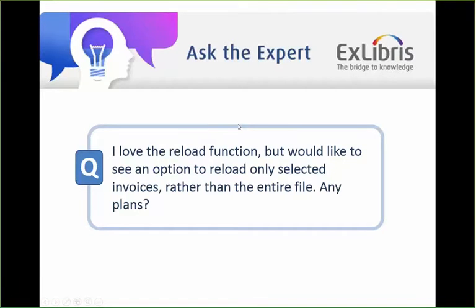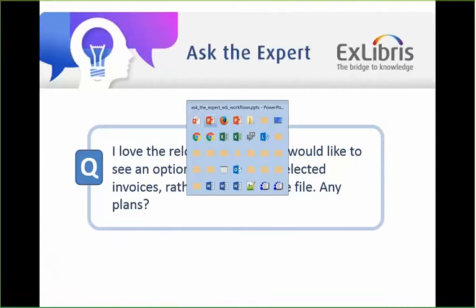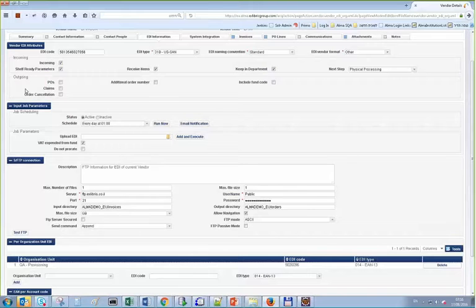Before we are answering this question, let me go back to Alma and explain the outgoing EDI. Outgoing are the workflows that are managed in Alma. If you want to send these vendor orders, you should click the POs here, purchase orders. And the purchase orders have two more parameters, whether you have an additional order number, and if you want to include the fund code.